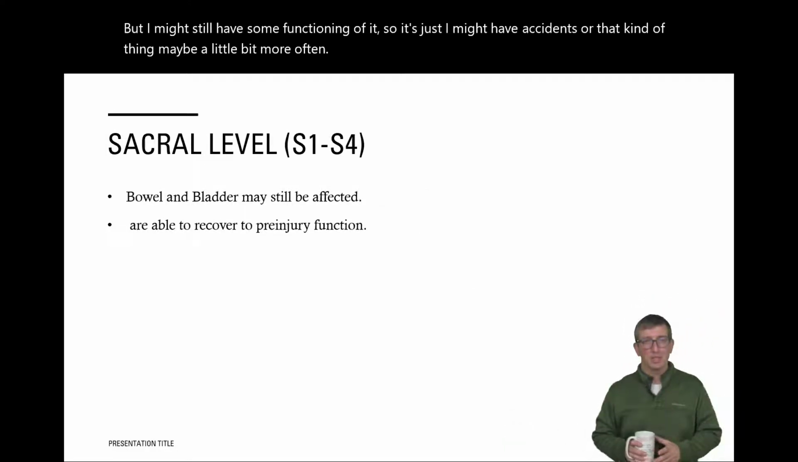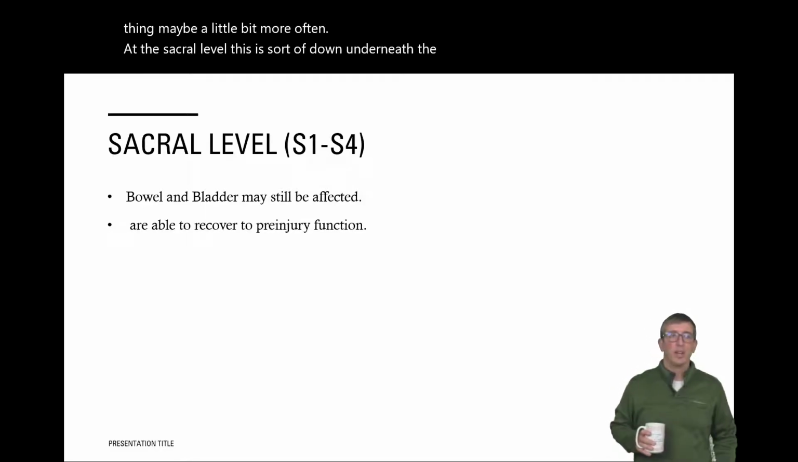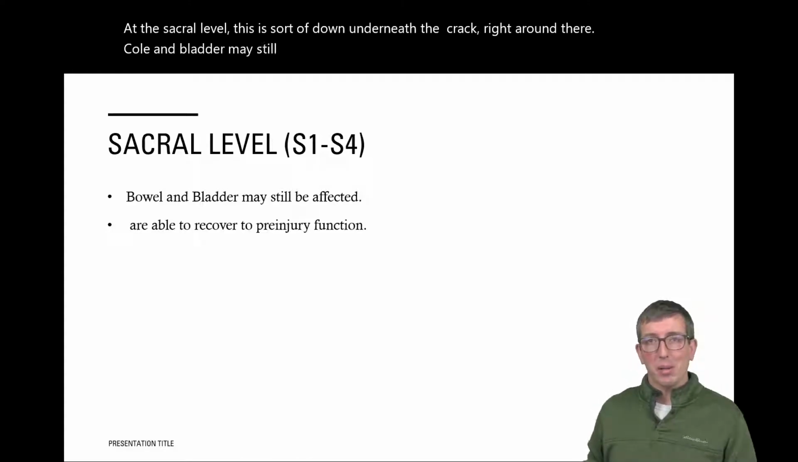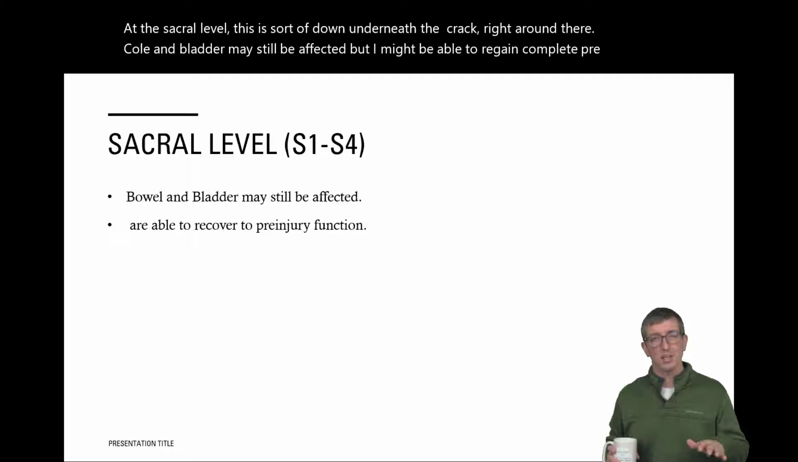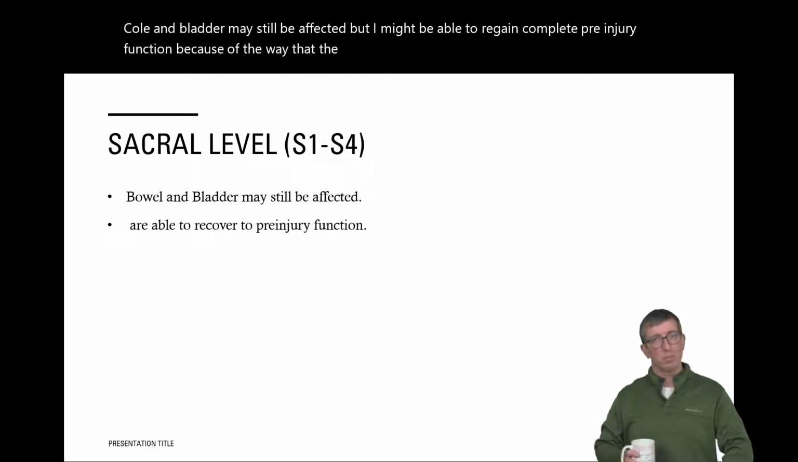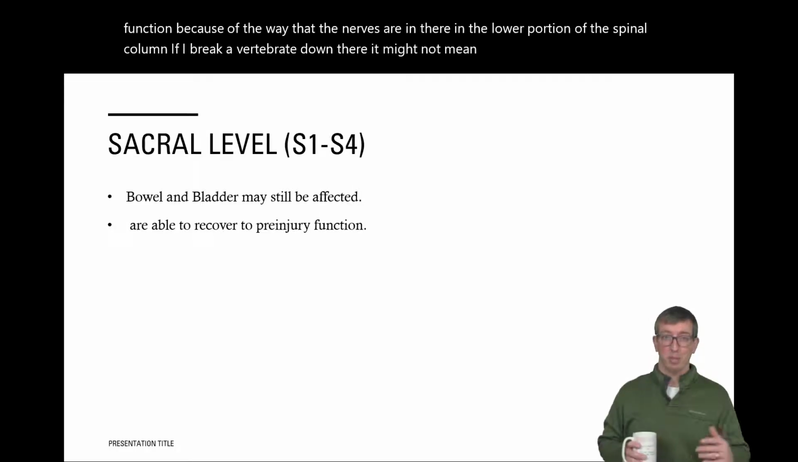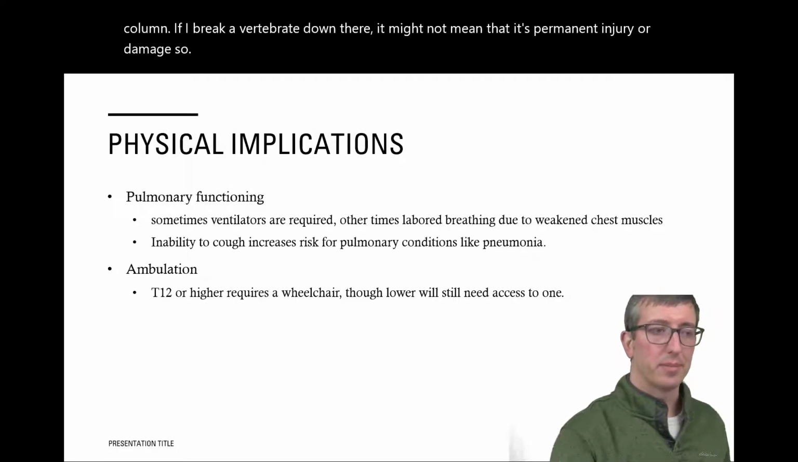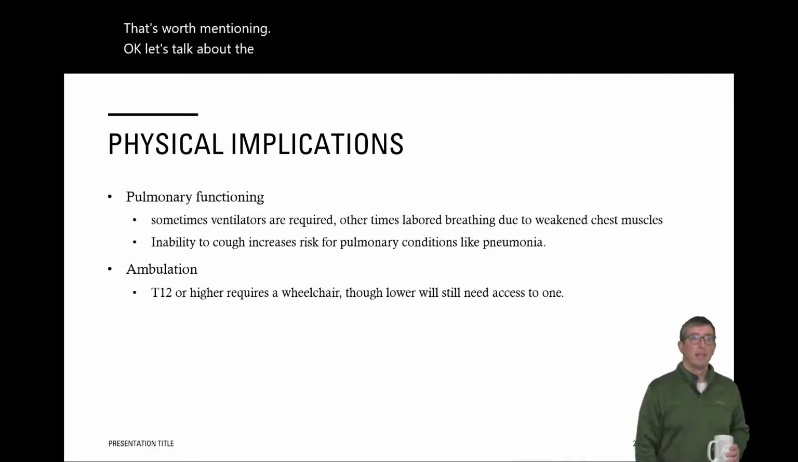At the sacral level, this is sort of like down underneath the butt crack, right around there. The bowel and bladder may still be affected, but I might be able to regain complete pre-injury function because of the way that the nerves are in there and the lower portion of the spinal column. If I break a vertebra down there, it might not mean that it's permanent injury or damage. So that's worth mentioning. Okay, let's talk about the physical implications.